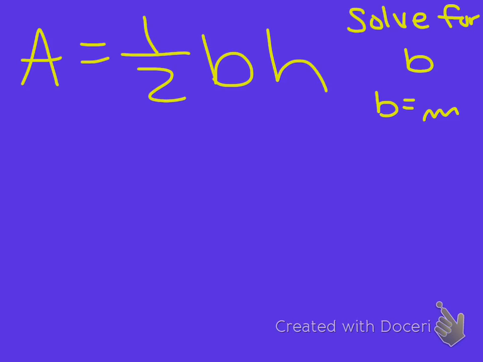So that means if we want to solve for b, then I ask myself, what do I have to move out of the way? Well, b's here with an h and a half, so I have to move the h and half to the other side. So you'd have to divide.